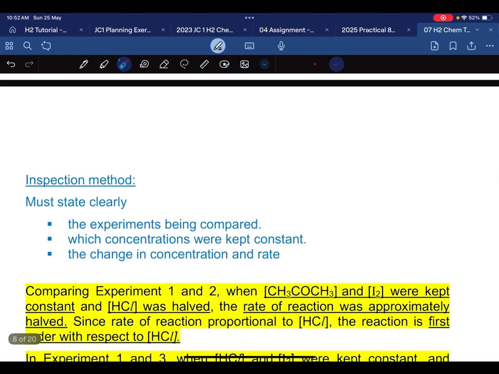So in determining the order of reaction with respect to HCl, I'm comparing experiment 1 and 2. The concentrations of propanone and iodine were kept constant. Now for HCl, it was halved, and the rate of reaction was approximately half. So you need to work out how many times the concentration and the initial rate will change. Therefore, since your rate is directly proportional to the concentration of HCl, the reaction is first order with respect to the HCl.